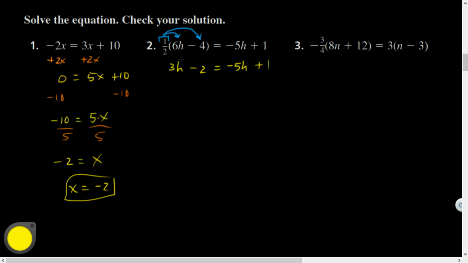Which is smaller, 3h or -5h? Yeah, and how can I move a -5h? We add 5h. Thanks. So 3h plus 5h is 8h's. Those ones cancel out. I get equal 1, right? Cameron's writing this down. Right? Yeah. Sure am.